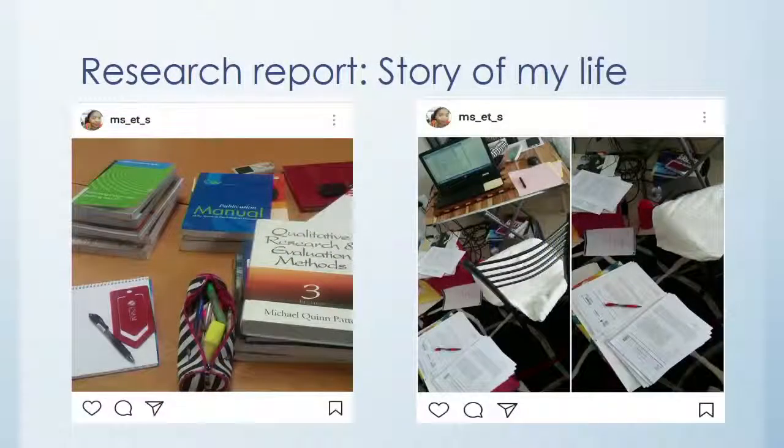You need to love books. I always tell my students, read and read. This is the story of my life. I'm always reading, I'm always writing. Anything you read about, take note and write about it. Read different research books.